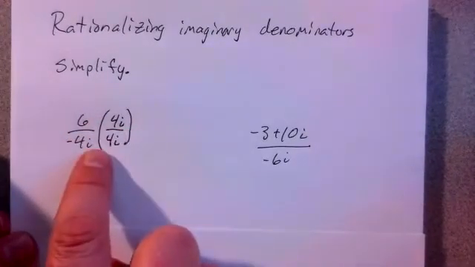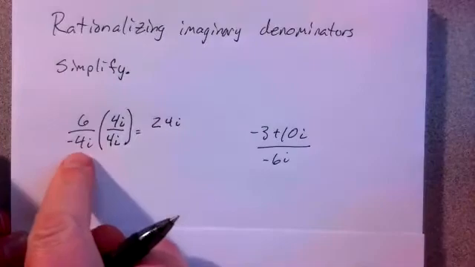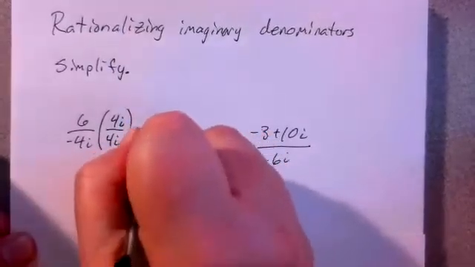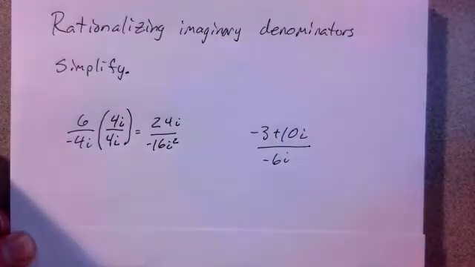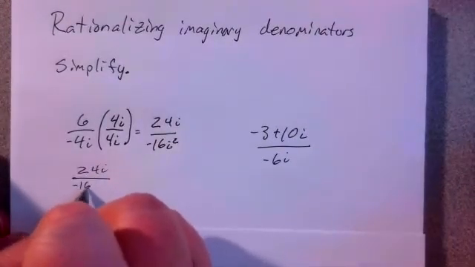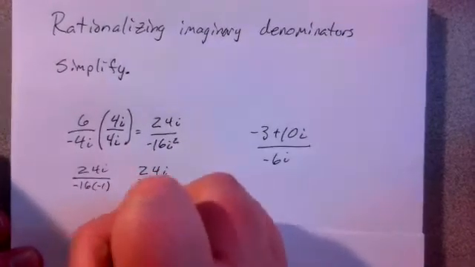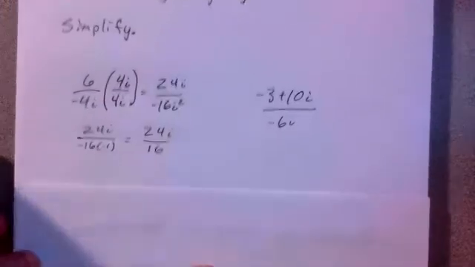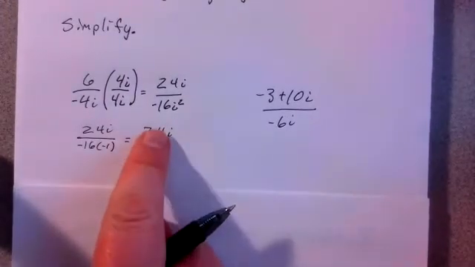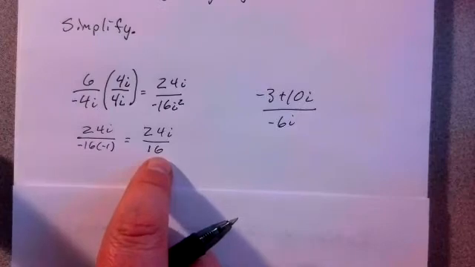Now multiply across the top, across the bottom. 6 times 4i is 24i. -4i times a positive 4i is -16i squared. I squared is really -1, so here I get 24i over -16 times -1. That gives me 24i over a positive 16. Now we can reduce. What do 24 and 16 both have in common? They both have a 2. We can go a little bit bigger than 2. They both have a 4.